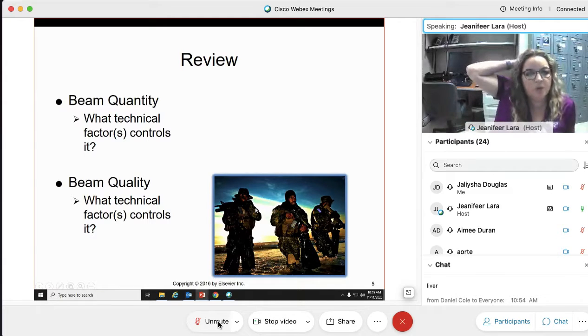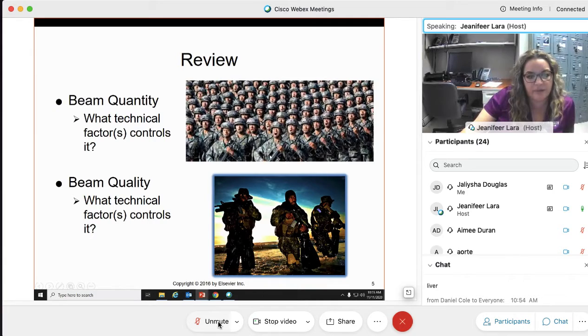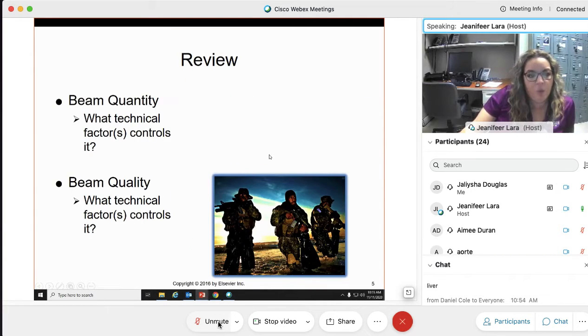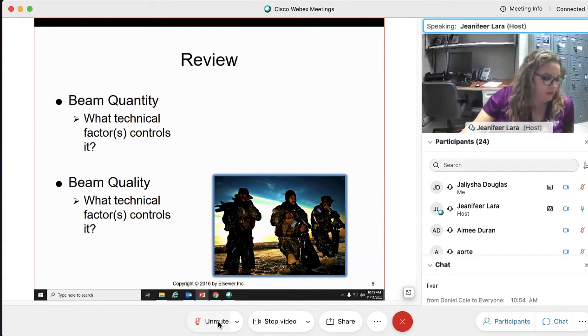All right, so when we're looking at beam quantity versus beam quality, this should have come in later, but I don't want to get you distracted. Let me go right here. What is beam quantity versus beam quality? What is beam quantity? The amount of photons in the primary beam? Just the amount. The sheer amount of photons in the beam. What controls it? MAS, mA, and time. Perfect.